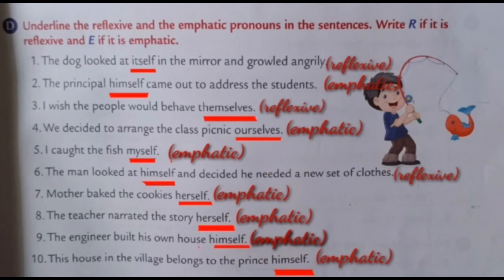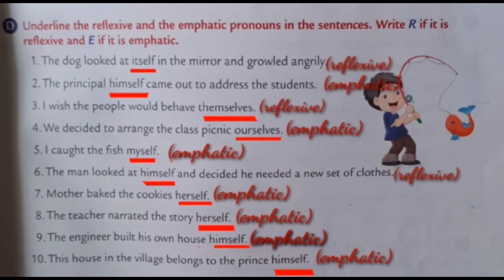The engineer built his own house himself. Here, the answer is himself. What kind? Emphatic. Tenth one, this house in the village belongs to the prince himself.